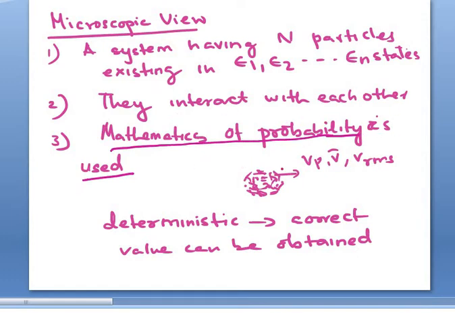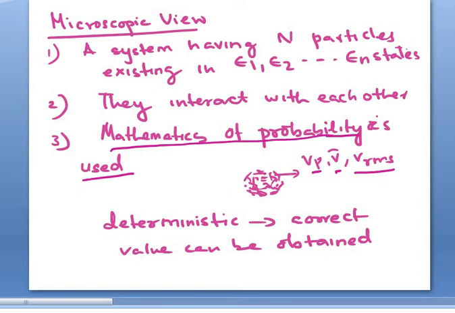And again, we will be using the molecular distribution to find out the most probable speed. We get the average speed, we get VRMS. So here we have gone from a deterministic level to a probabilistic level in the microscopic view, because the number of particles that constitute the system is very large to individually distinguish and determine.